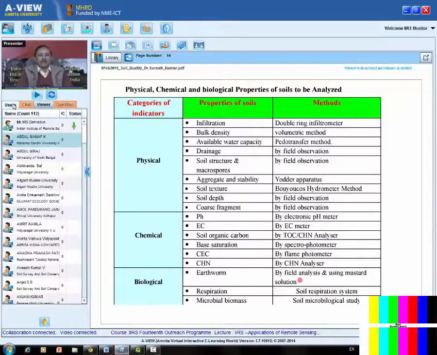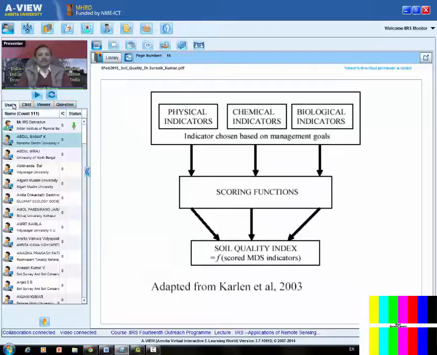Earthworms by field analysis using mustard solution. Respiration, you need very costly instruments to measure soil respiration, and microbial biomass. So, a lot of instrumentation is required to assess the soil quality.